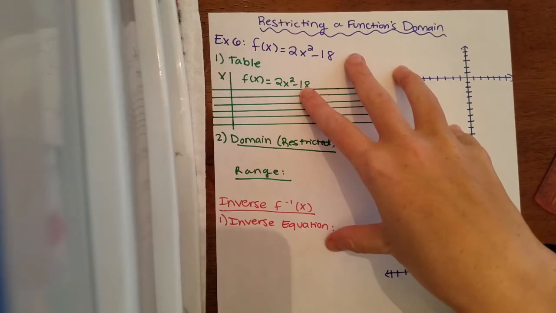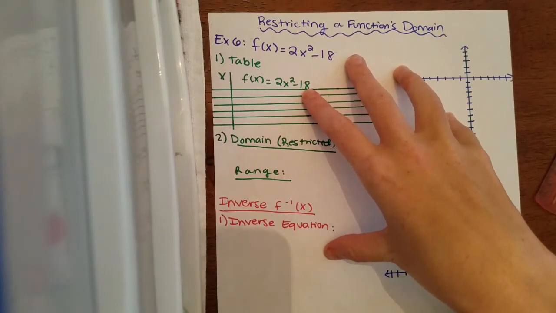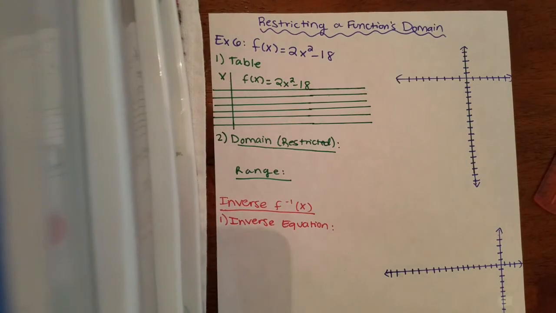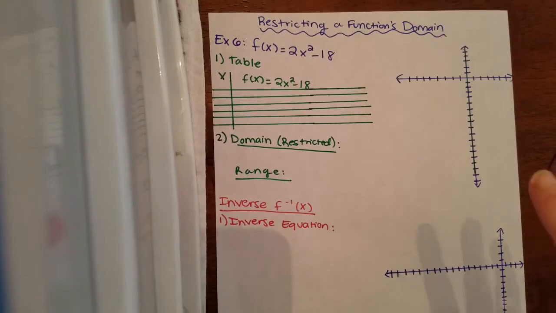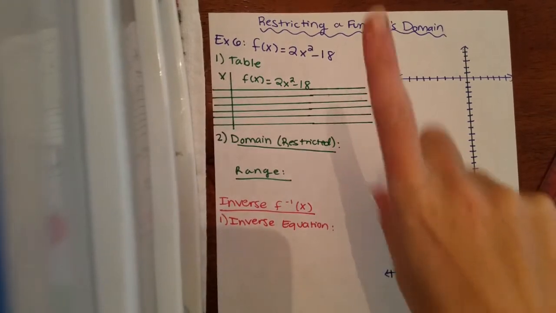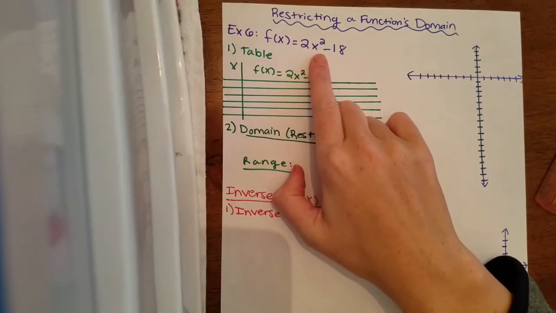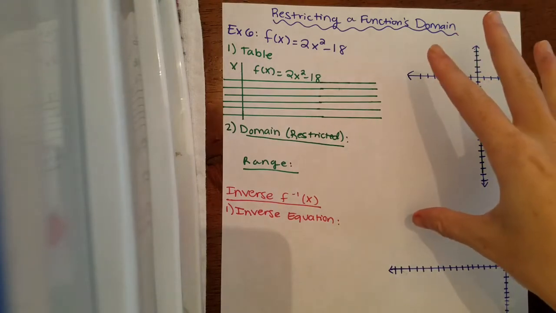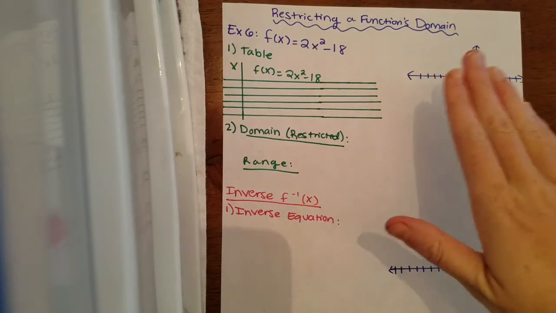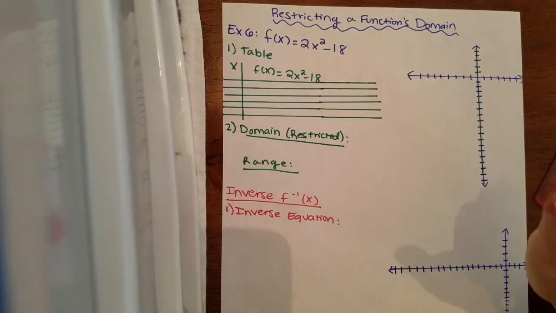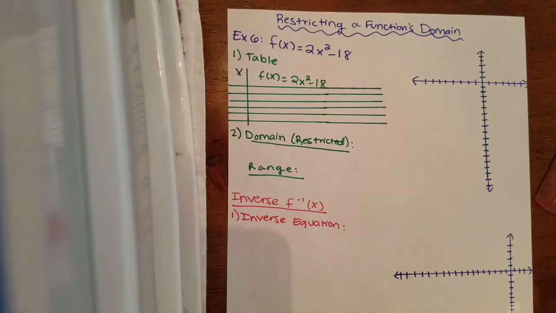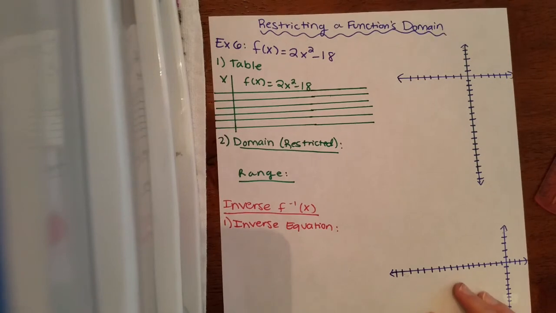So the last example problem of this section is on restricting a function's domain. Example 6 is going to be pretty much the same thing as example 5, except when we get our original function graph, we have to look at the graph and decide which values on the graph are we going to use and which ones are we not. And then we're going to restrict our domain. Other than that though, same problem as last time.